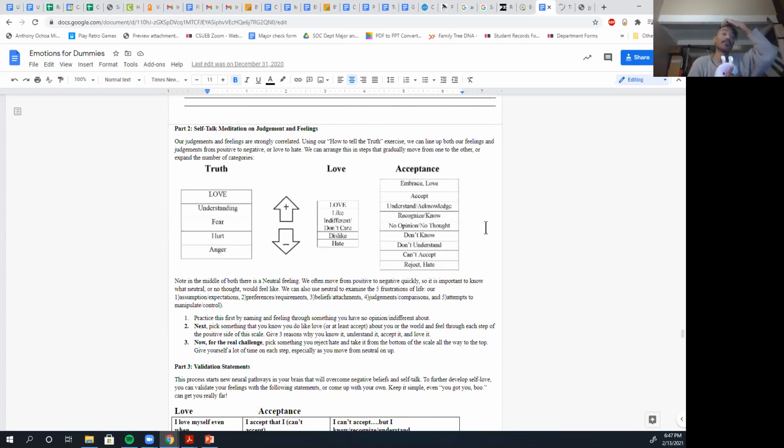Okay. The real challenge here is to pick something you reject or hate and then do this scale all the way from the bottom, all the way to the top. Okay, so we're gonna do that. Give that a shot right now, and then give ourselves some validation statements. So here we go. Pick something that you reject or hate about yourself, the world.